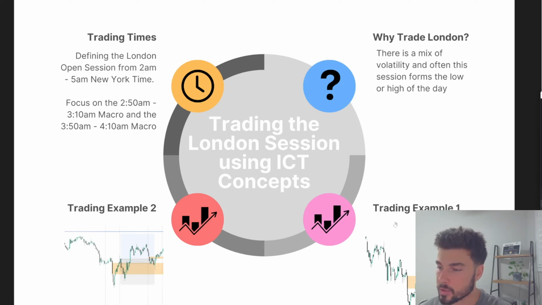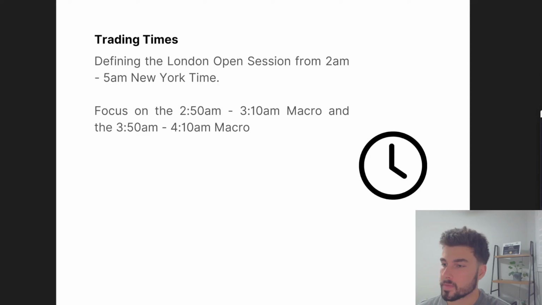Let's discuss the actual trading times for the London session I'm talking about in this video. So firstly, let's define what a high probability time is in terms of when we can trade the London session. And for today, I'm going to focus on what's called the London Open session, and that's what ICT refers to as the London kill zone. Now, like I've marked out here, this is from 2 a.m. to 5 a.m. New York time.